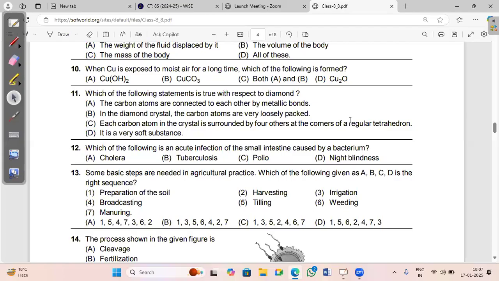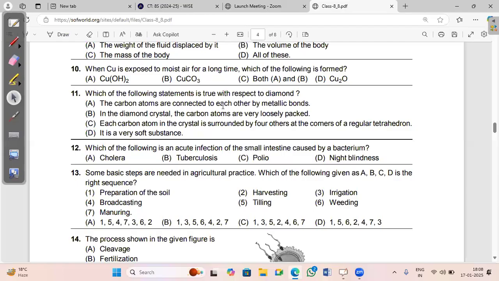So which option is correct, sir? Copper carbonate. Not Cu2O. It's copper carbonate. Initially, copper oxide is formed, which reacts with carbon dioxide to form copper carbonate. So the correct option is B.